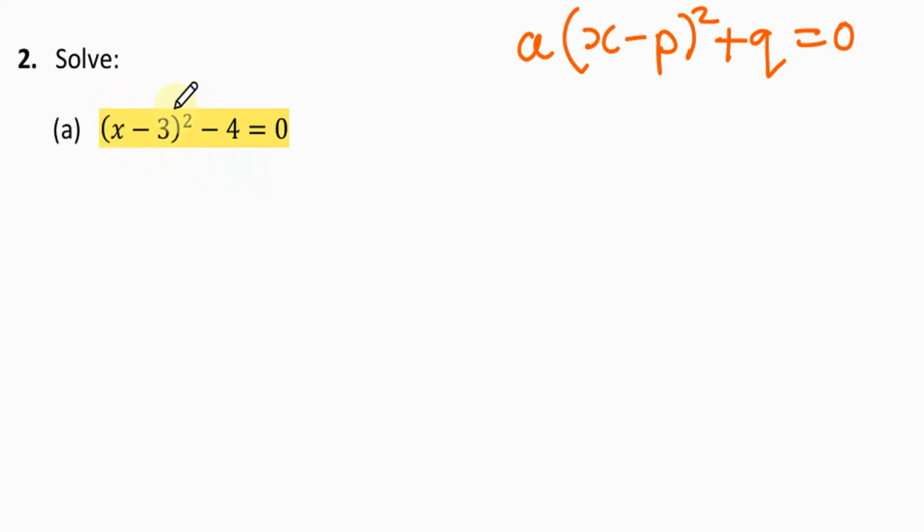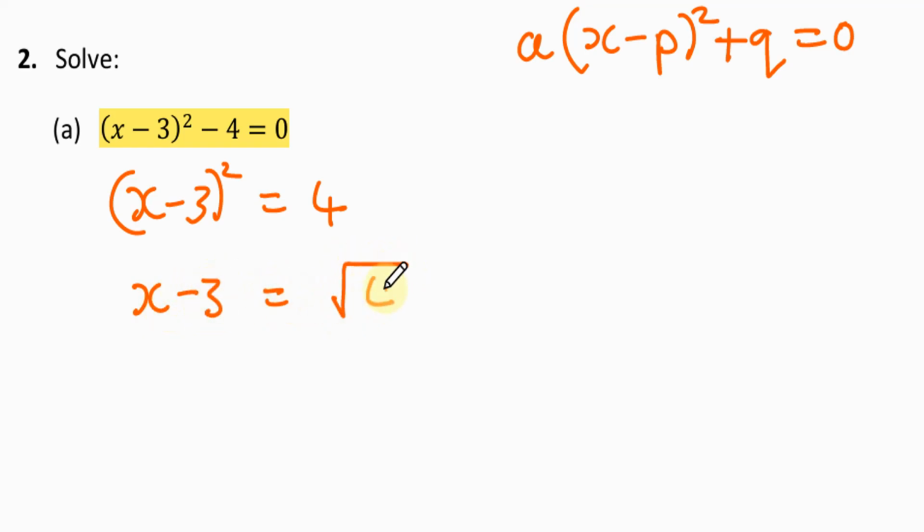So instead of squaring out the brackets on the left-hand side, we're going to move the -4 to the right-hand side. So equals +4. We want to make x the subject of the formula. So to get rid of the square on the left-hand side, we take the square root on the right-hand side. However, it's important to note that whenever we take the square root on the right-hand side of an equation, we always need to write plus or minus. So x minus 3 is plus or minus the square root of 4, which is plus or minus 2.